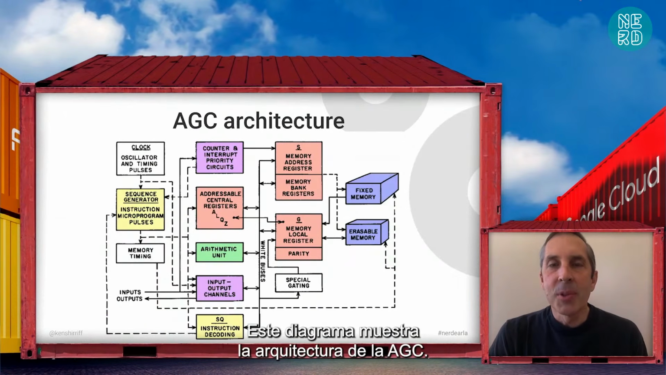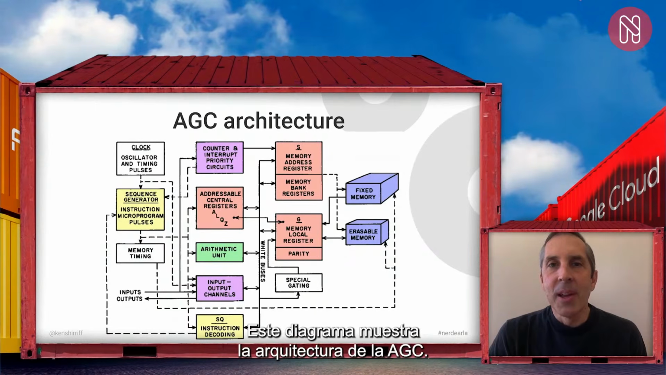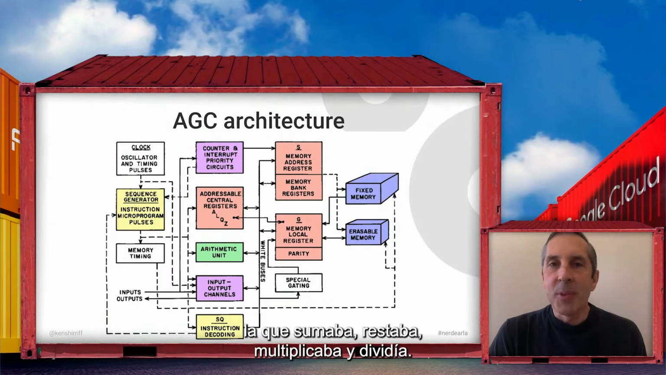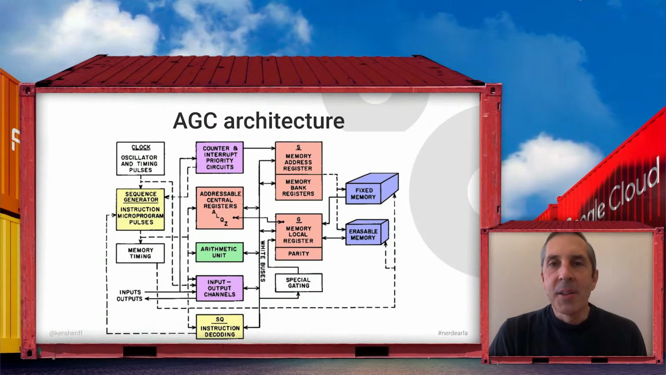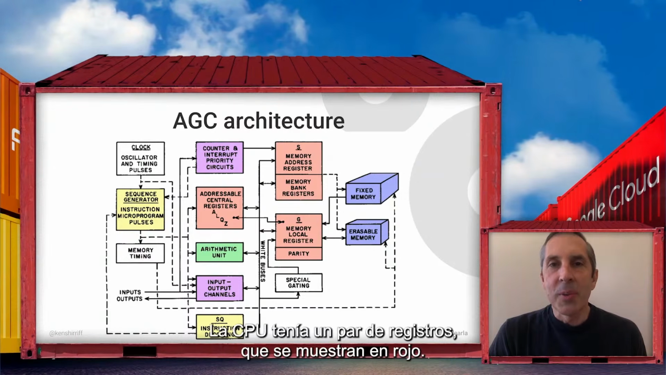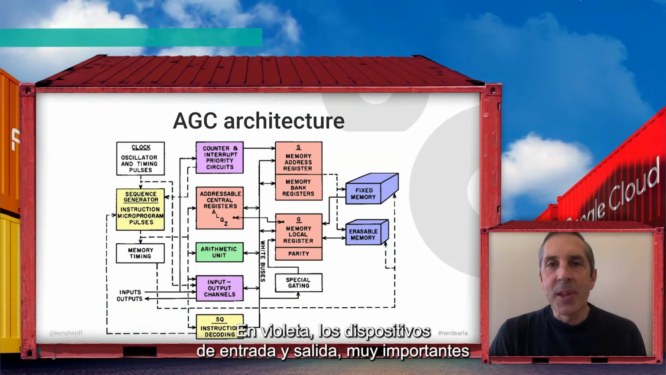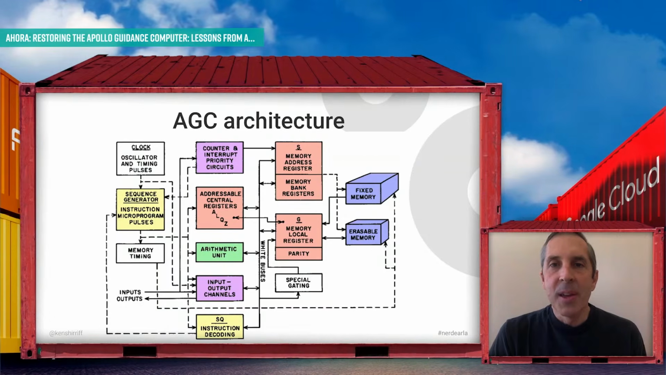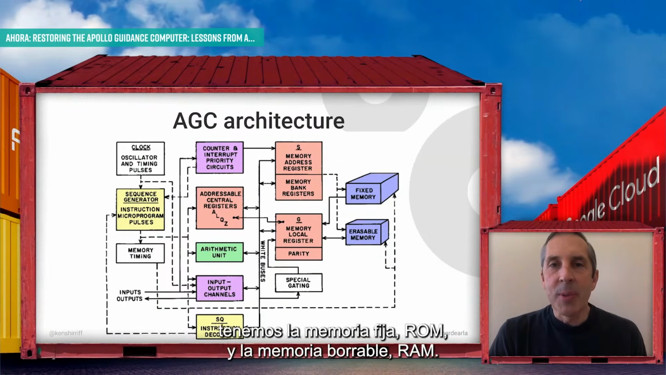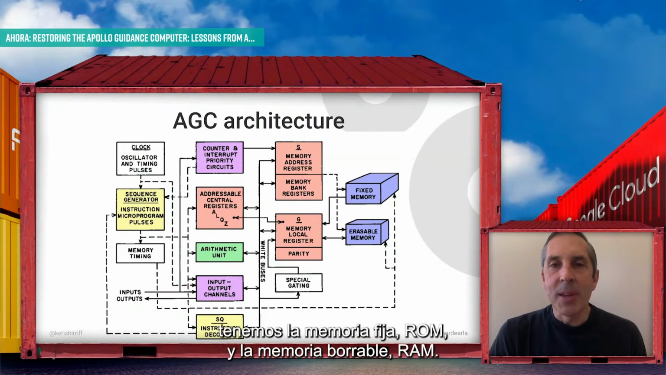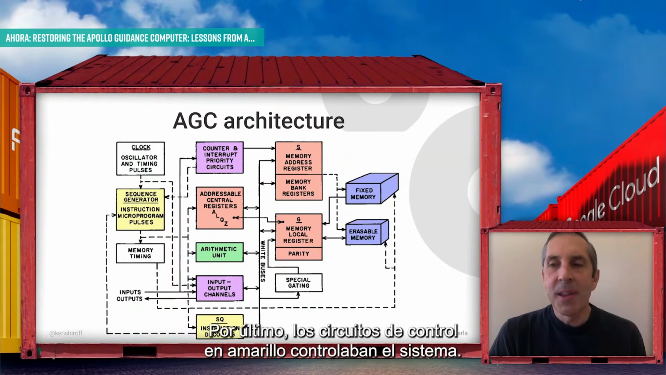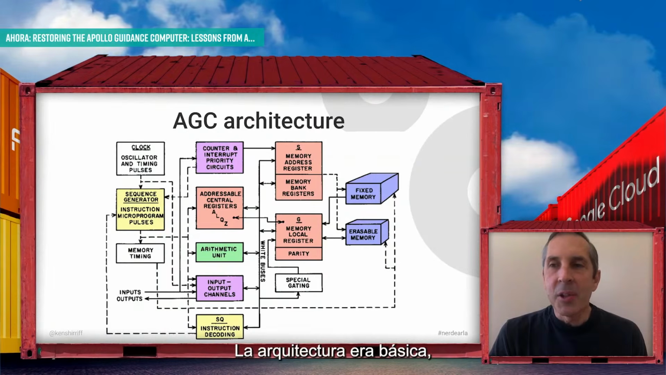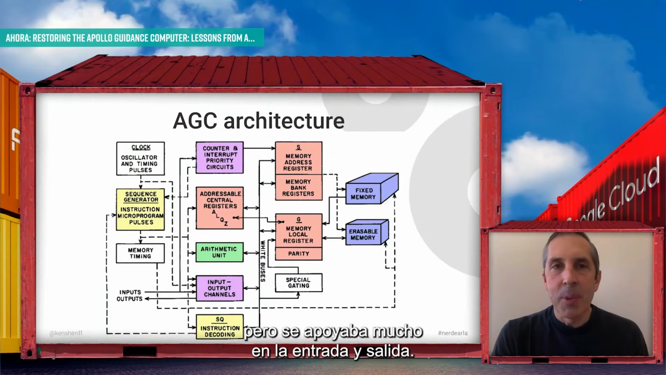Now, this block diagram shows the architecture of the Apollo guidance computer. At the center, in green, is the arithmetic logic unit, which could add, subtract, multiply, and divide. The CPU had a few registers, which are shown in red. Now, the purple circuitry is input-output, which was very important, communicating with the rest of the spacecraft. The blue boxes on the right are the fixed memory, the ROM, and the erasable memory, the RAM. Finally, the yellow control circuitry controlled the system. Now, it's a basic architecture, but it had a lot of support for input and output.